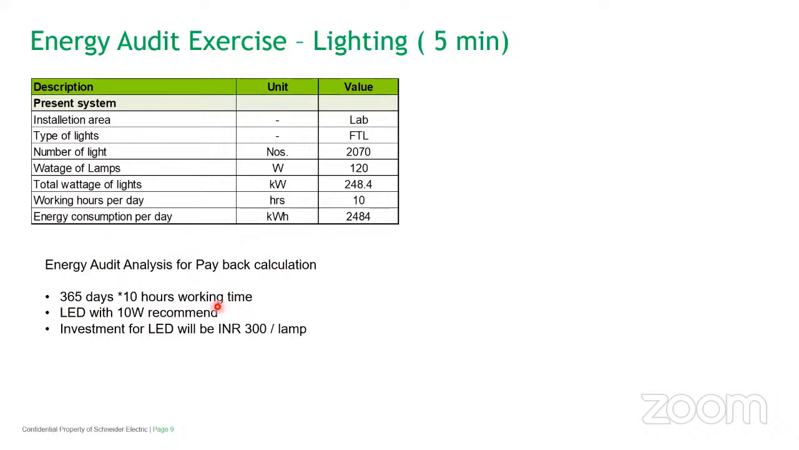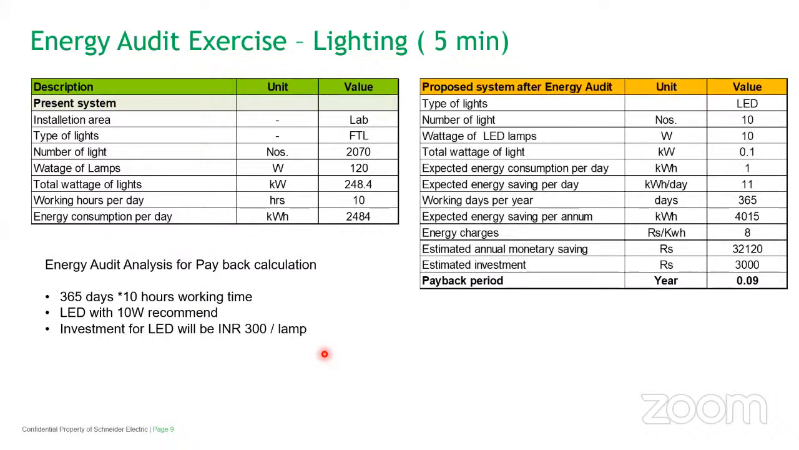365 days for 10 hours working, and they are replacing with LED of 10 watts instead of 120 watt fluorescent lamps. The investment for LED is almost 300 rupees per lamp. So how much will be the benefit? This is how the assumption happens.